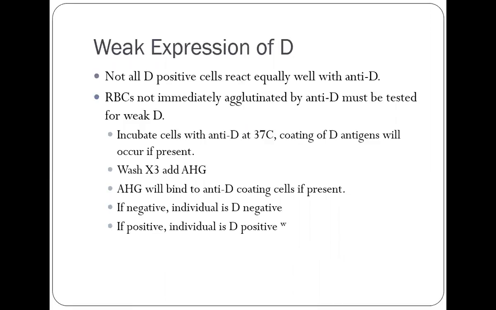Then what we do is we wash the cells 3 times with saline, and then we add another reagent known as anti-human globulin reagent. And the anti-human globulin reagent is going to bind to any anti-D that's coating the cells if the original D antigen was present, and we'll look for agglutination. If it's negative, then the individual never had D antigens to begin with, so they're D negative. And if it's positive, then the individual must just be a weaker expression, and they are still D positive.